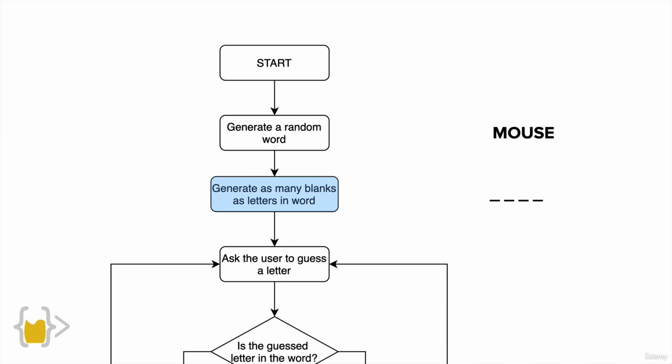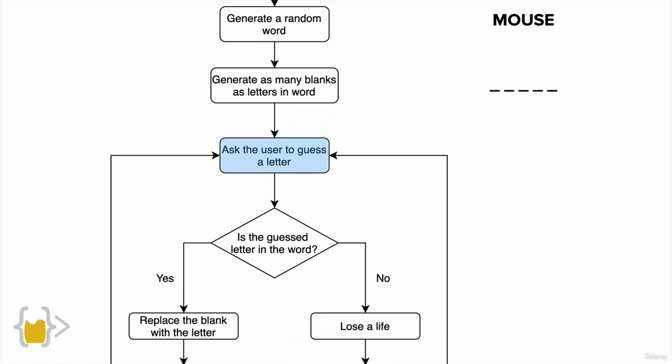So we have these blanks to show the user how many letters are in this word that they need to guess. They don't get to see this, but they get to see this. And the next step, they get to guess a letter. So let's say the user in this case guessed the letter O.